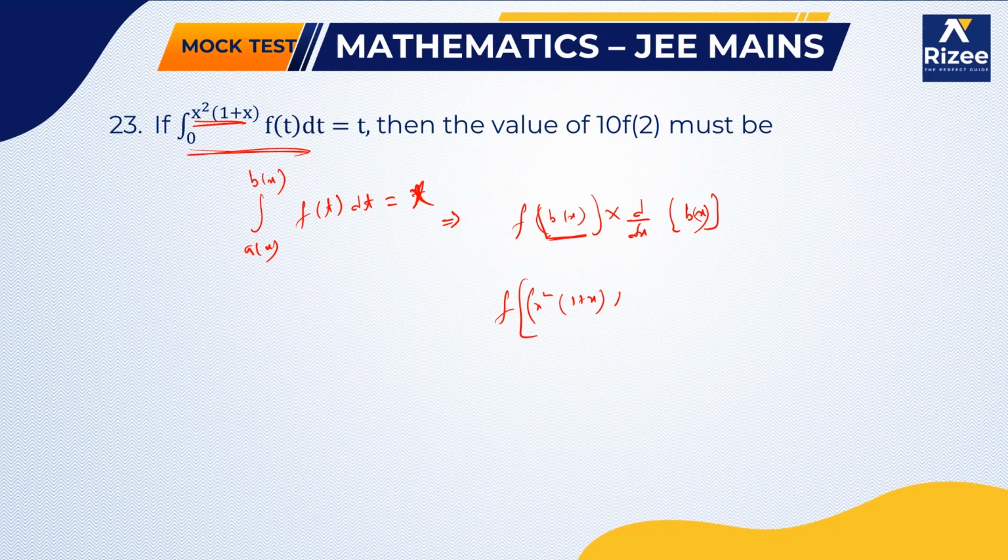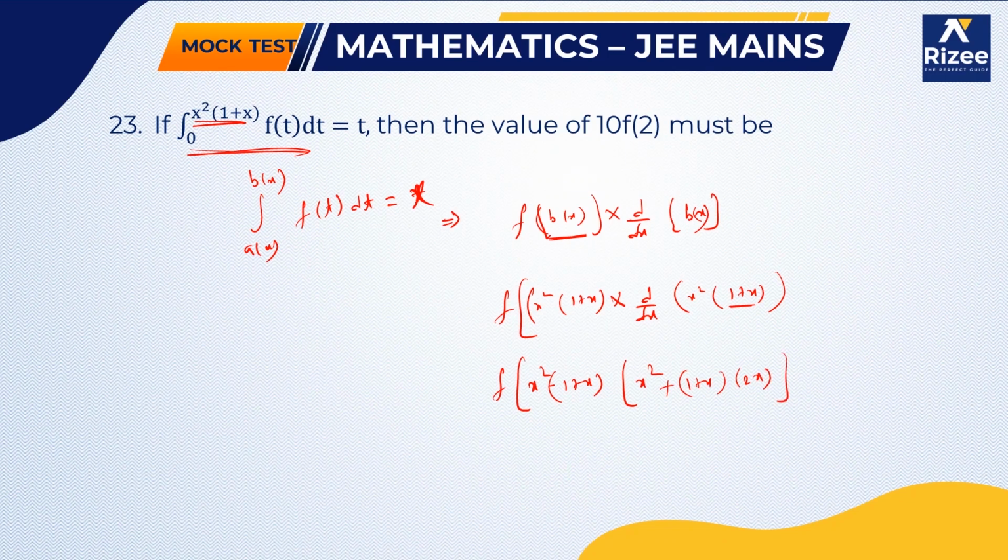So which is in the form of u into v. Apply here f of x square to 1 plus x. Derivative of 1 plus x is 1. Derivative of x square is 2x. By adding this, f of x square into 1 plus x square plus 2x square, 3x square plus x square plus 2x square plus 2x.